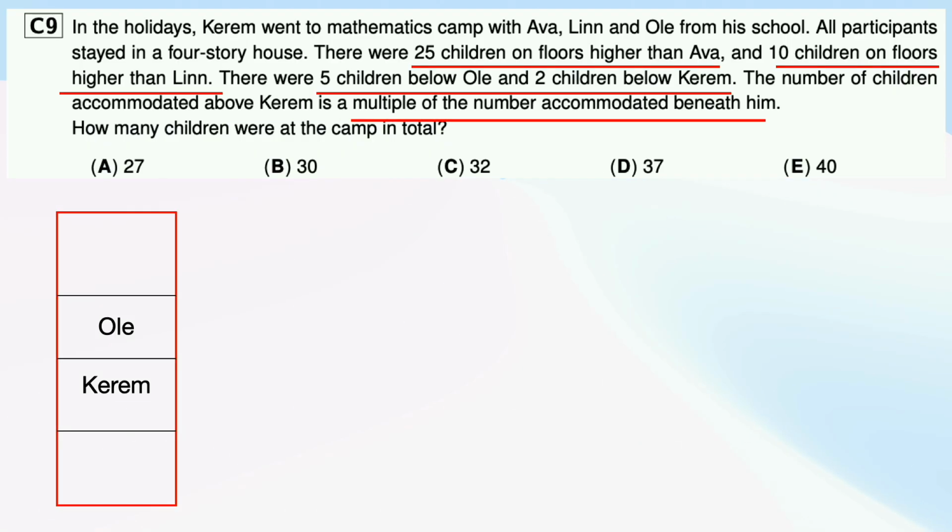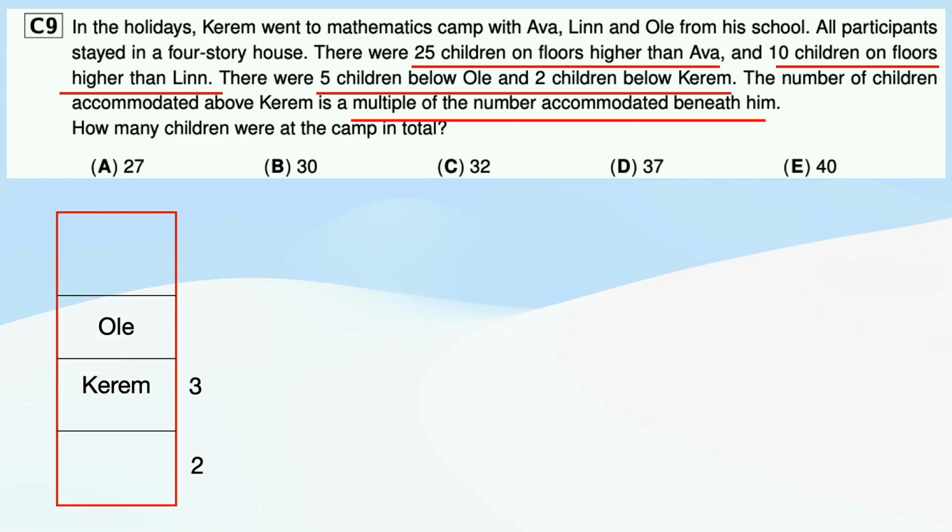So we fix the positions: Ole is on the 3rd floor, and Kerem is on the 2nd floor. But we can not only determine the floor, we can also determine how many children are on each of these floors. For example, below Kerem there are 2 children, so we note there are 2 children on the 1st floor. Since there are 5 children below Ole and 2 are already under Kerem, there must be 3 children on the 2nd floor, marking 5 children below Ole in total.